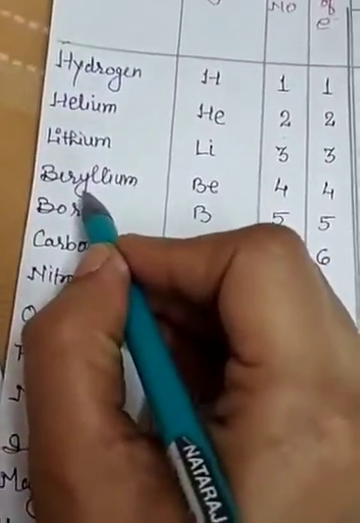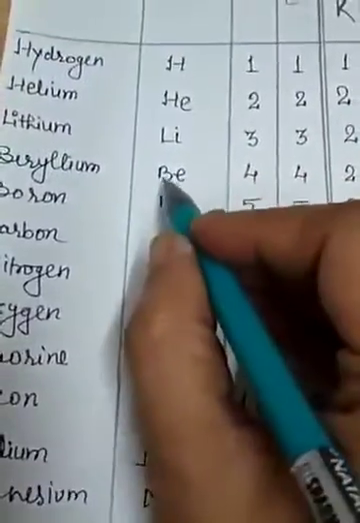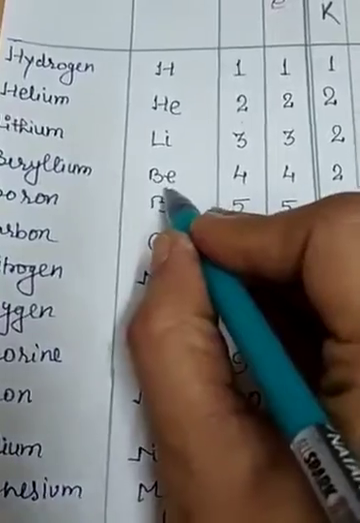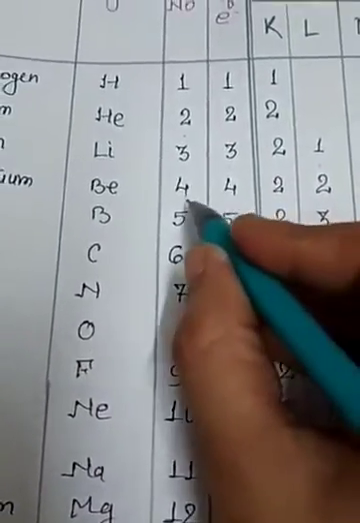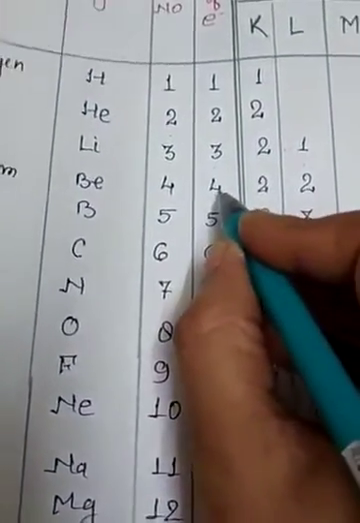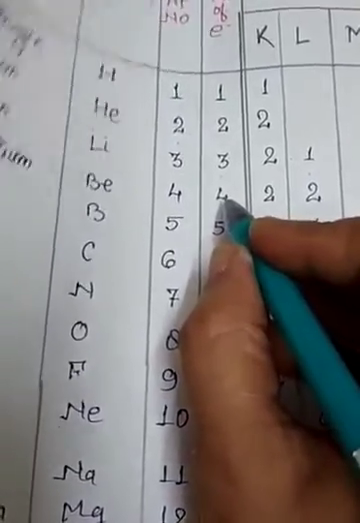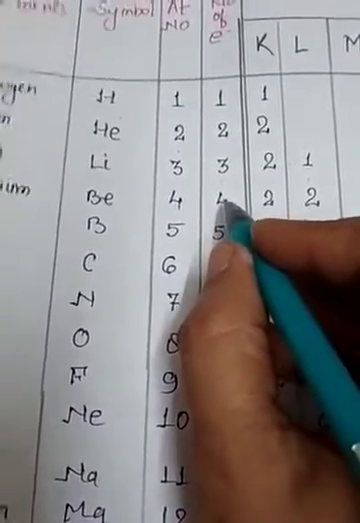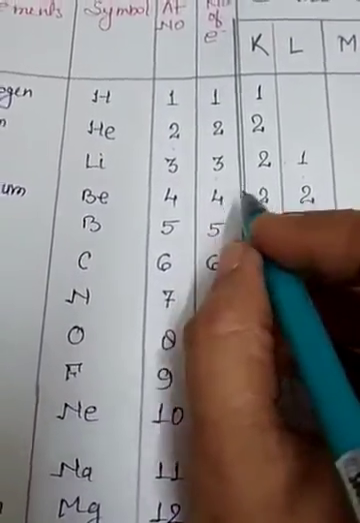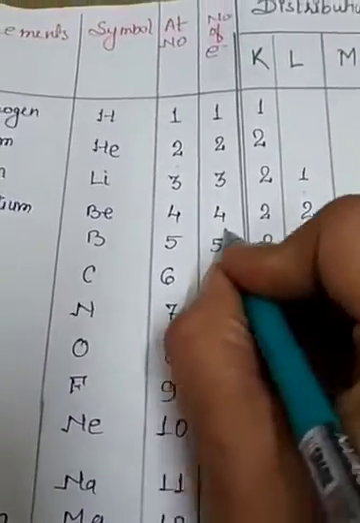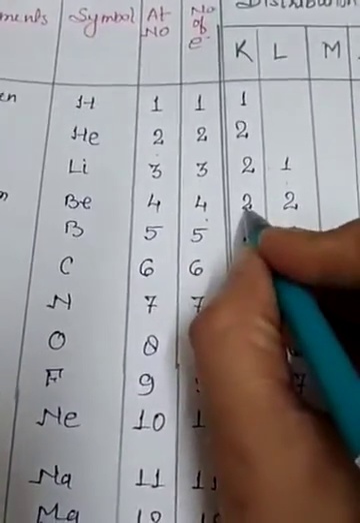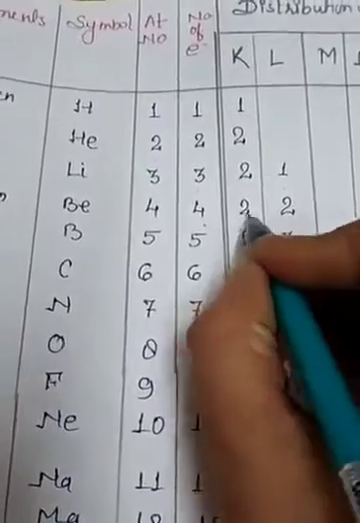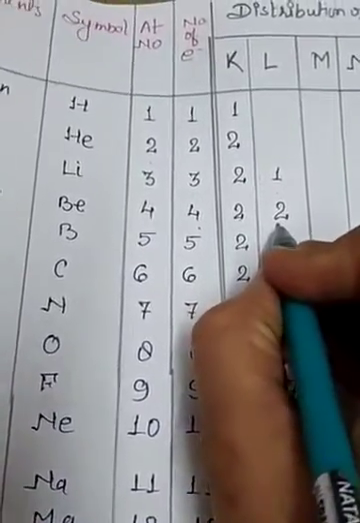Similarly, in the case of beryllium, whose symbol is Be and atomic number is 4, the number of electrons will also be the same, as we have discussed that the atomic number is equal to the number of electrons and the number of protons. So the total number of electrons is 4; in the K shell we will put 2 electrons, then the remaining 2 electrons we will place in the L shell.